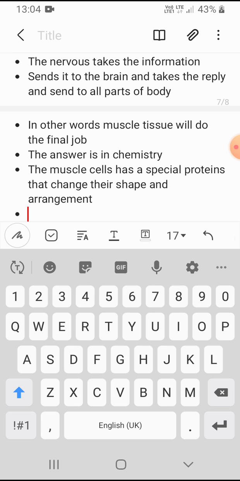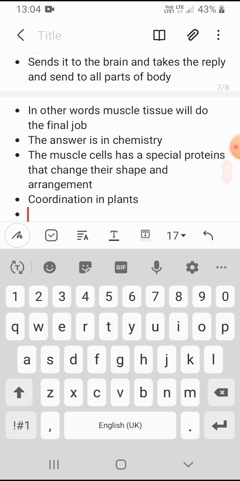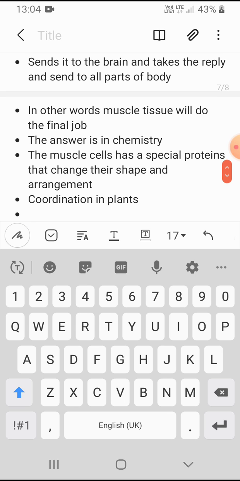So in other words, we can say that it is helping the nerves' electric impulse. Nerves' electric impulse means, as I said, the neurons. Next is coordination in animals. Till now we learnt about coordination in human beings, in our brain and in our body.